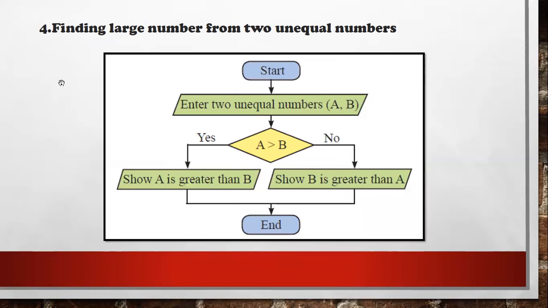Okay, another example. Here I think you can understand. Find the larger number from two unequal numbers. There are two unequal numbers. Then, is A greater than B? This is the way you have to take decisions. If A is greater than B, if yes, show A is greater than B. If it is no, show B is greater than A.